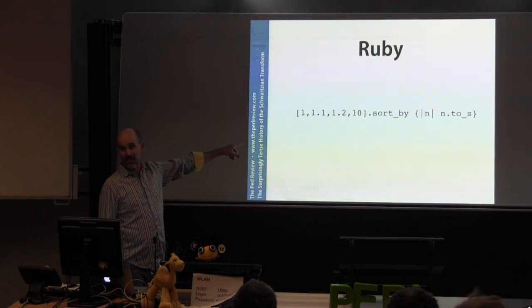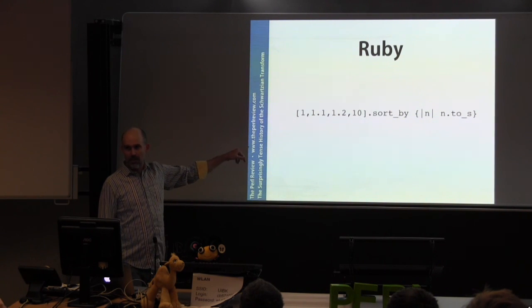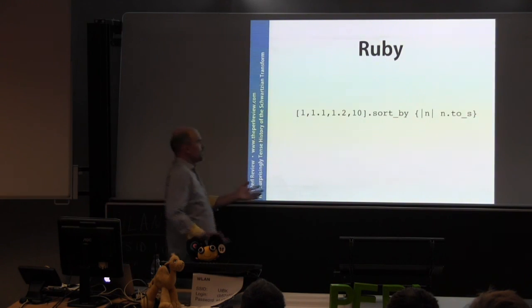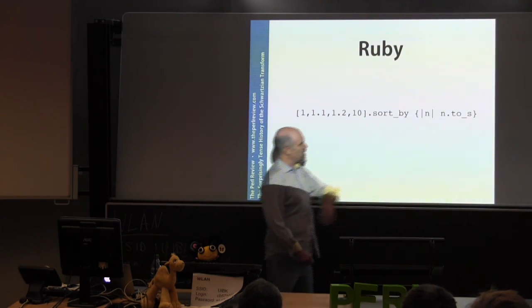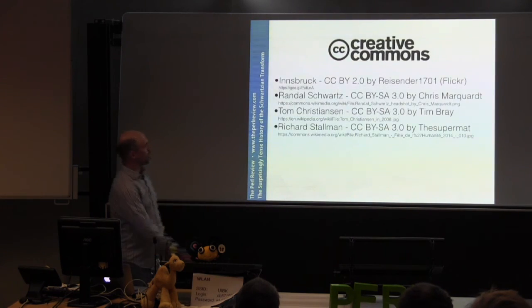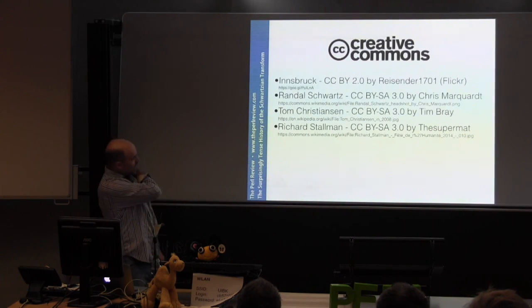This is really nice. This is Ruby. This is a language that's almost all object oriented. You tell Java people that and they get really upset. With this, you just call this method on it. You say sort by, you give it your little lambda expression or whatever they call it, and it just does it. That's really nice.